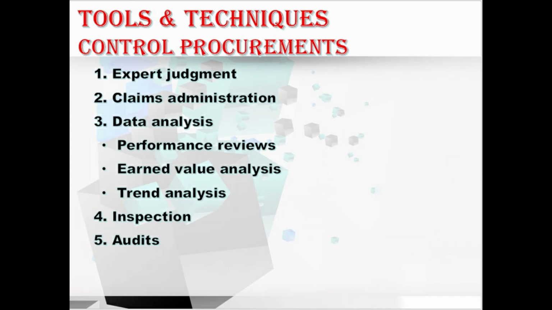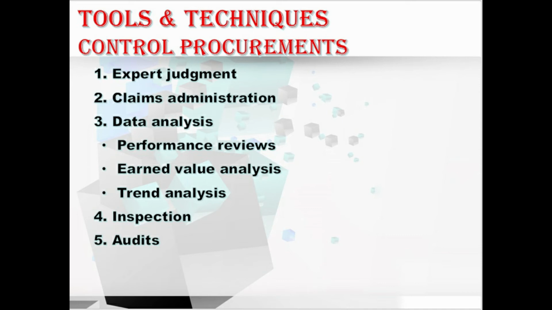Moving to the next technique, we have inspections. What is an inspection? An inspection is a structured review of the work being performed by the contractor. So, a simple definition here. It may involve a simple review of the deliverables or an actual physical review of the work itself. Hope you understood what the inspection technique is. Let's move to the next technique.